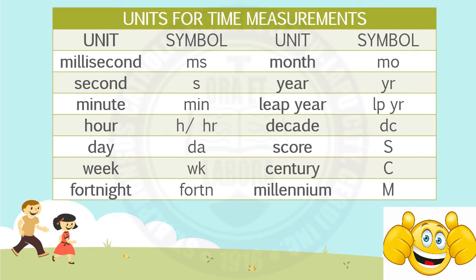Units for time measurements. Millisecond with the symbol ms. Second with the symbol s. Minute with the symbol min. Hour with the symbol h or hr. Day with the symbol da. Week with the symbol wk. Fortnight with the symbol fortn.